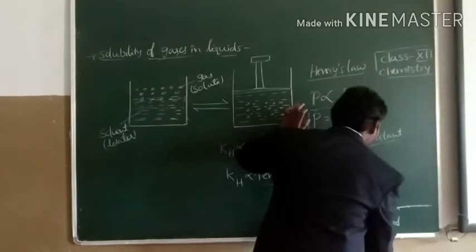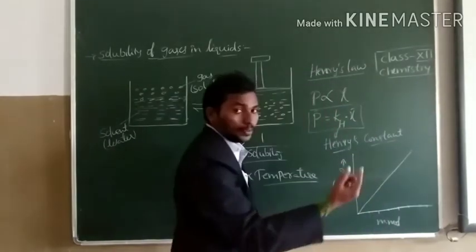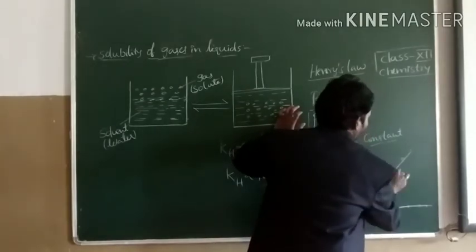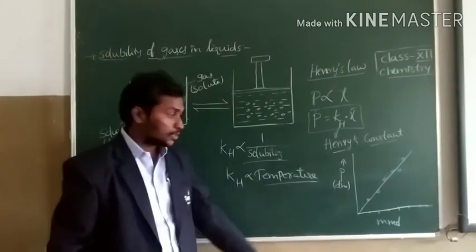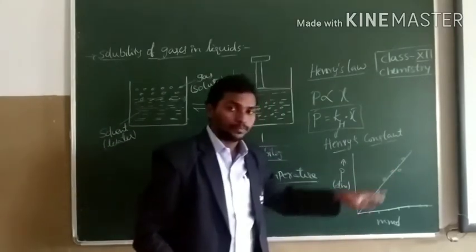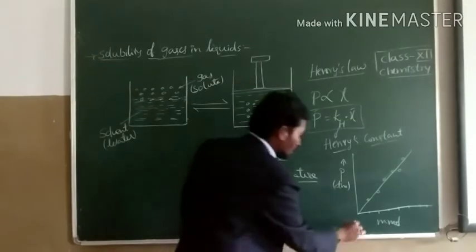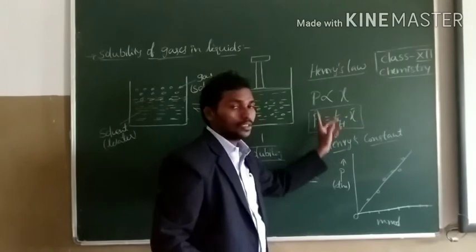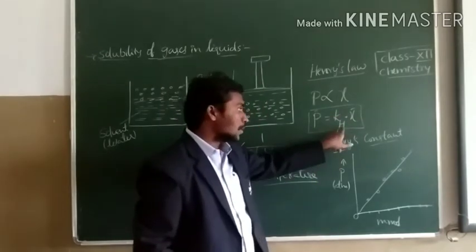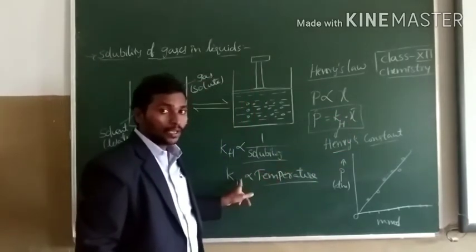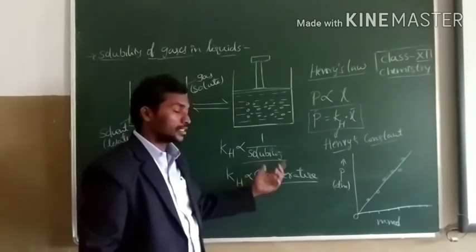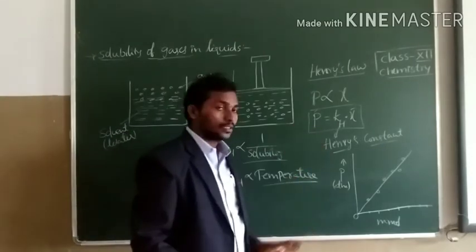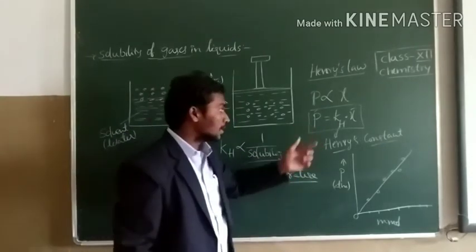Now the plot passes through the origin as a straight line. It is something like this, children. So this proves that here Kh is a function of temperature, and as temperature value increases, Kh value increases. As Kh value increases, solubility of gas in a liquid solvent decreases. This is called Henry's law. Once again, I am telling Henry's law, children.